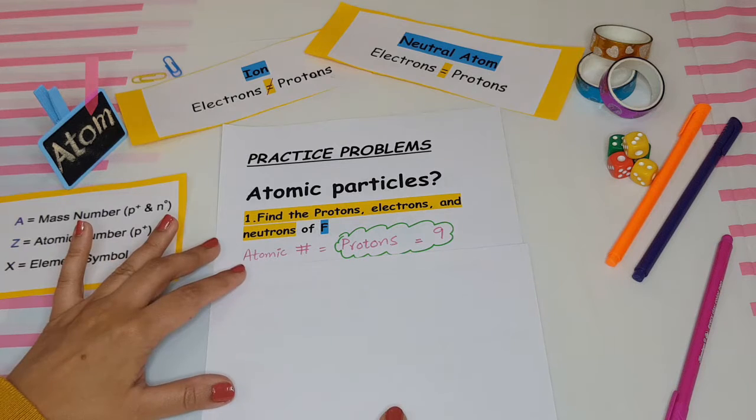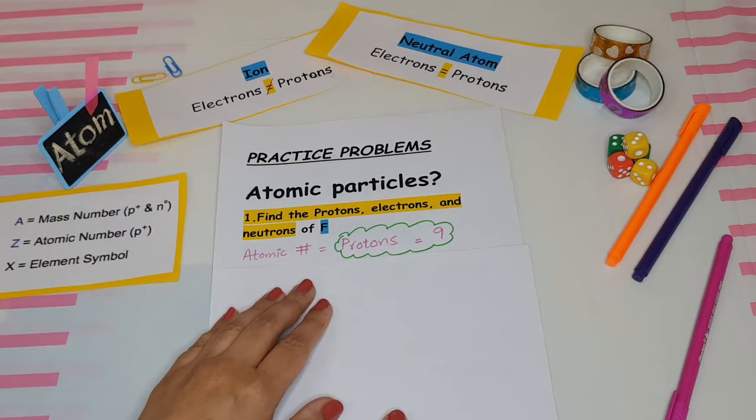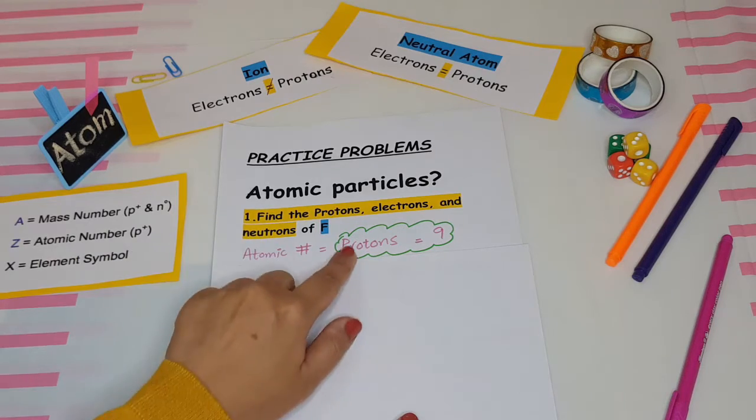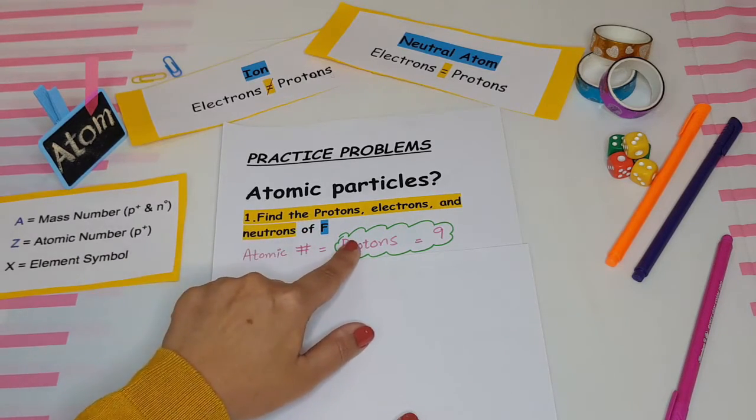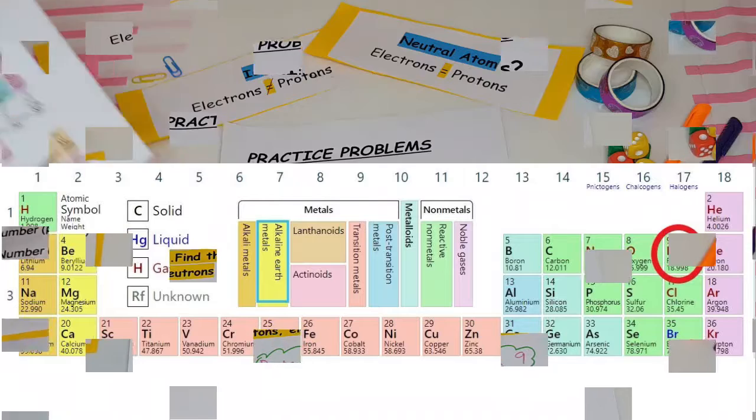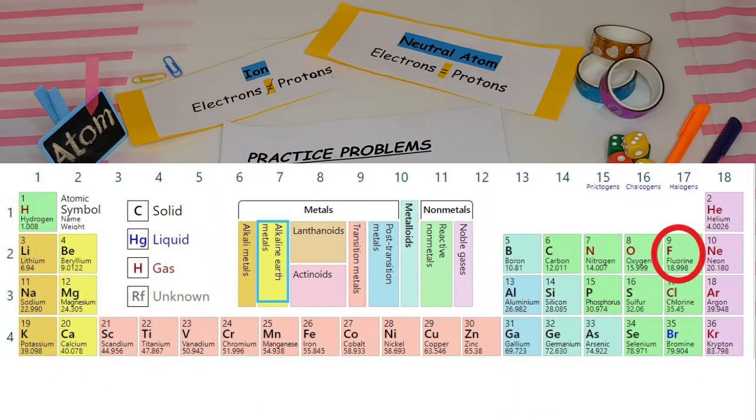Now, we know that the atomic number is equal to the number of protons. In our case, they have given us an element, fluorine. By looking at the periodic table, we have to figure out where fluorine is. The number of protons in fluorine is 9, since we know that the number of protons is equal to the atomic number.